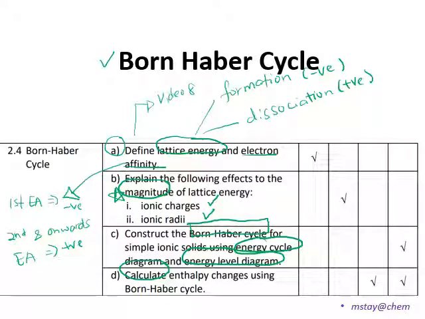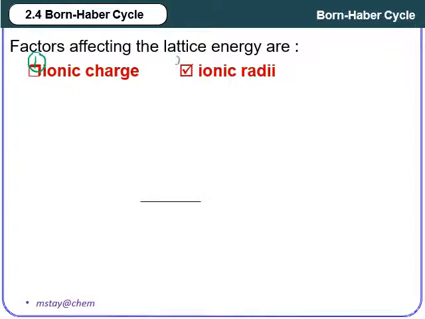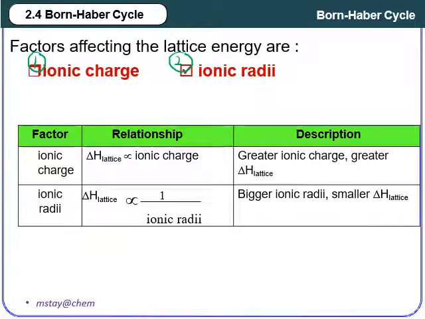After we construct the Born-Haber cycle, sometimes they will ask us to calculate the missing enthalpy for the Born-Haber cycle. Let's start with learning objective B, factors that affect the lattice energy, of which we have two. The first one is ionic charge, and the second one is the ionic radius. When we look at the first factor, ionic charge, the greater the ionic charge, the higher the magnitude of the lattice energy.